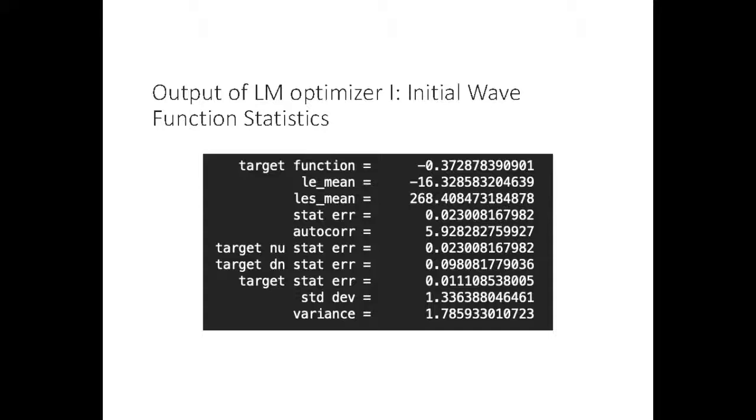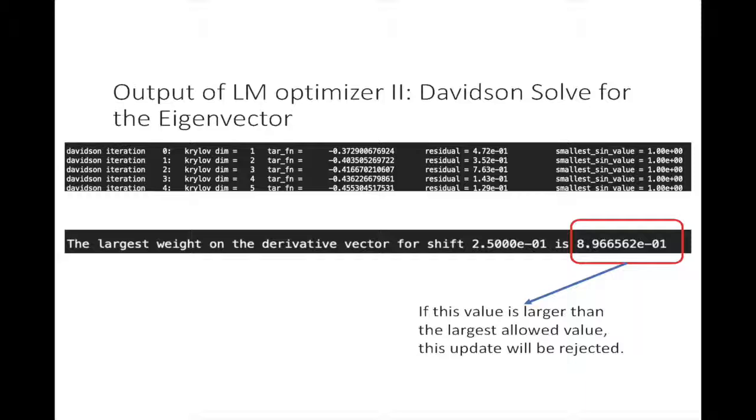This is pretty simple. And the next step is to solve the generalized eigenvalue problem. In QMCPACK, we use a Davidson solver, an iterative solver, to solve the generalized eigenvalue problem, and it's going to print out the information of each iteration of the Davidson solver. It's going to print out the current eigenvalue, the current residue, and also some information about whether your Krylov space becomes linearly dependent or not. If you're not interested in this one, the most important part is that it's also going to output the largest weight on the derivative vectors for a specific shift. So this is a parameter change that you have for a specific shift. And here you see the parameter change is like 0.9, which exceeds our previously assigned maximum allowable parameter change, which is 0.3.